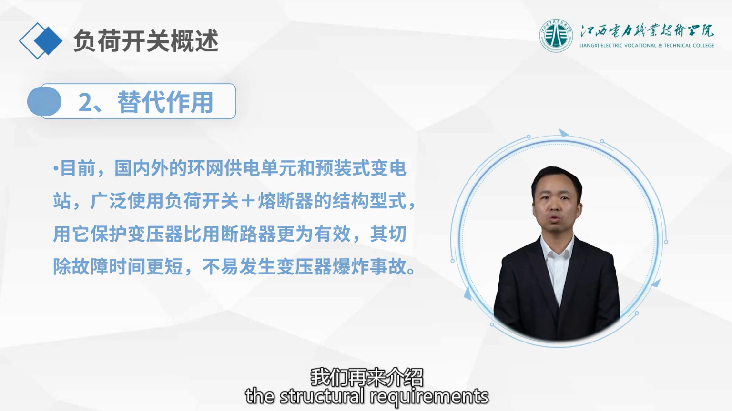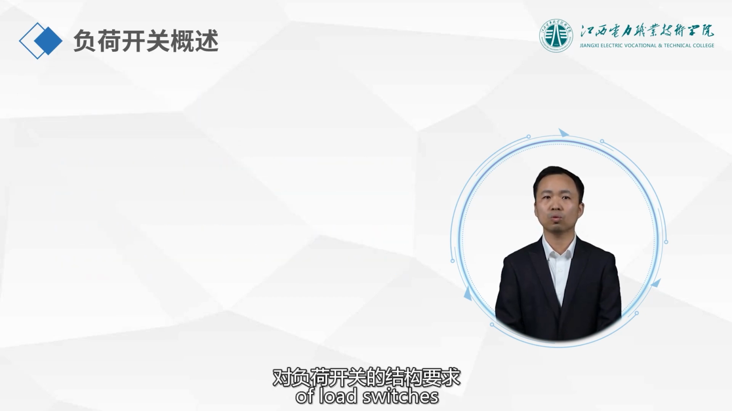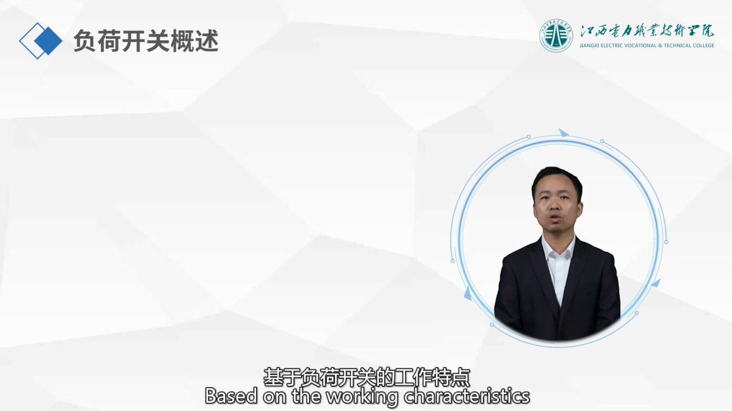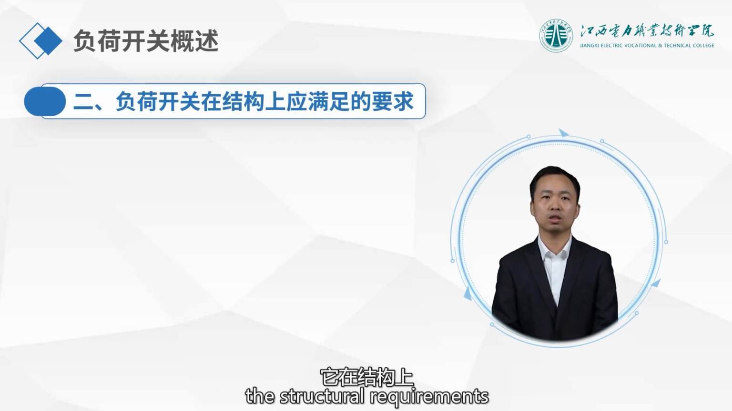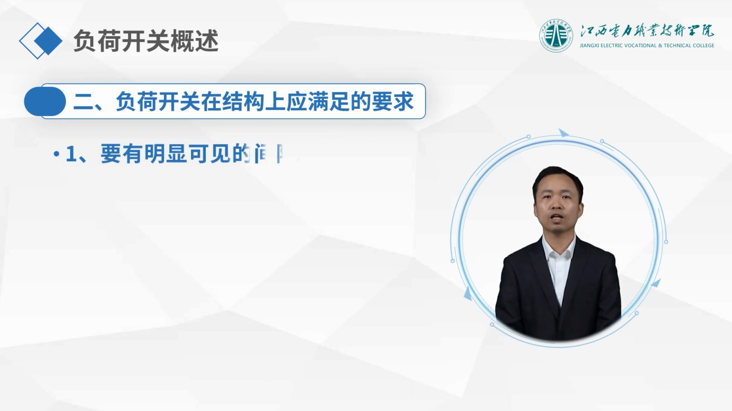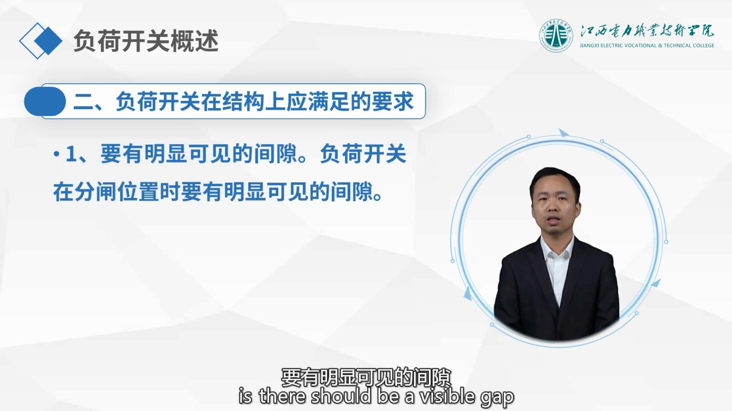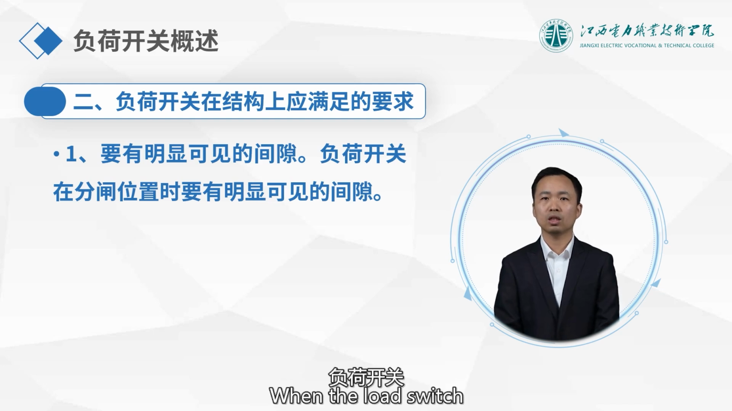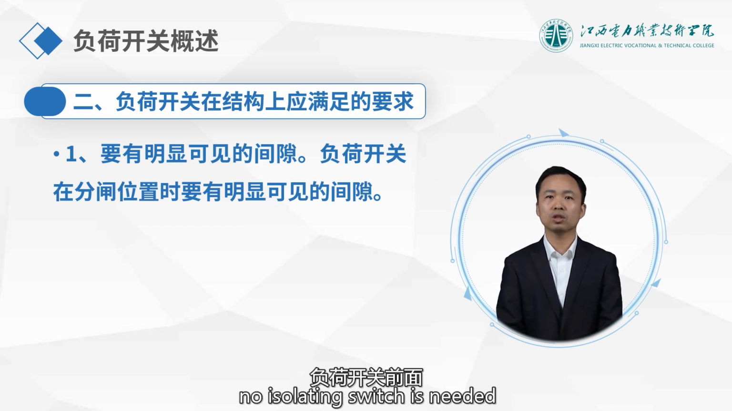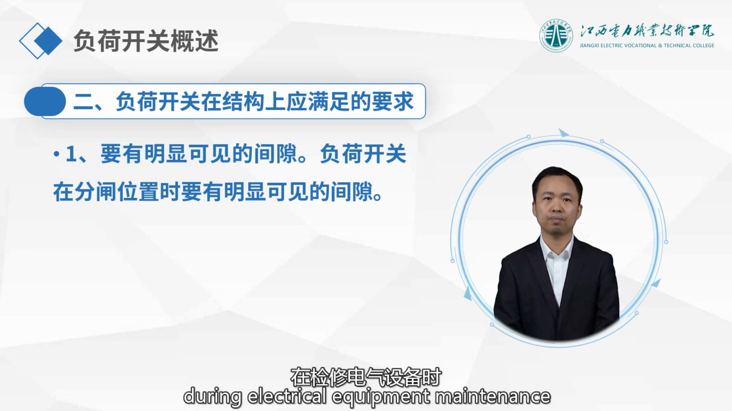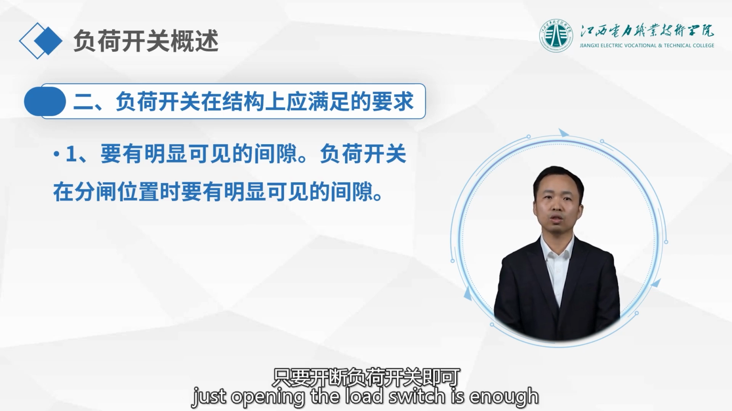Let's introduce the structure requirements of load switches based on the working characteristics of load switches. The structure requirements are as follows. The first is there should be a visible gap when the load switch is in the open position. With a visible gap, no isolating switch is needed in series with the load switch. During electrical equipment maintenance, just opening the load switch is enough.